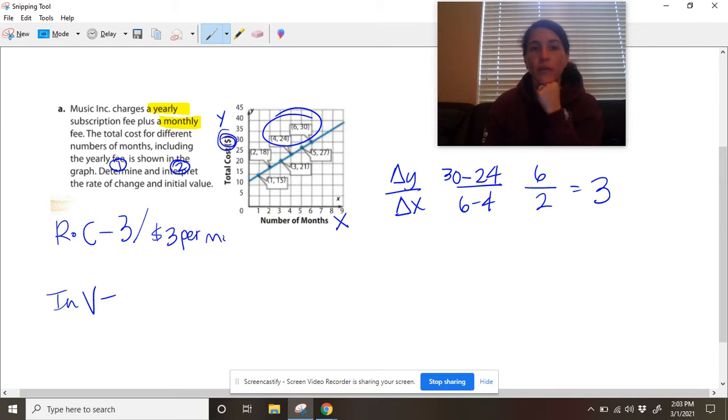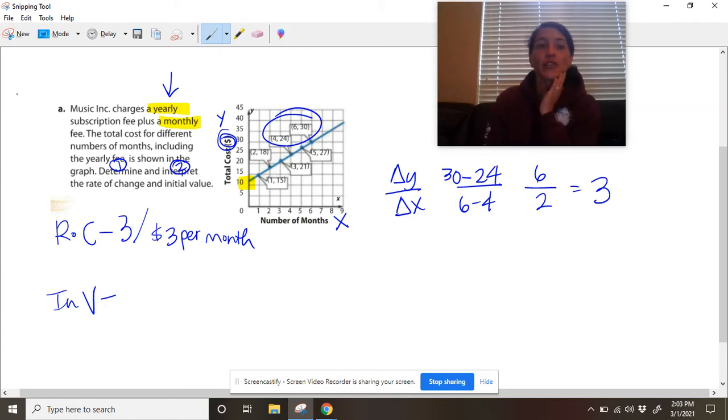$3 per month. See, $3 per month. Now, remember this yearly fee that they talked about? We only have to pay that one time for the year. We don't pay that every month. We only pay that one time. So that has to be the initial value. That's the Y-intercept. And it's looking like, according to this graph, it's going to be right here between 10 and 15.